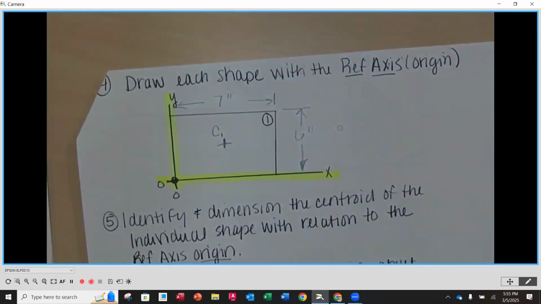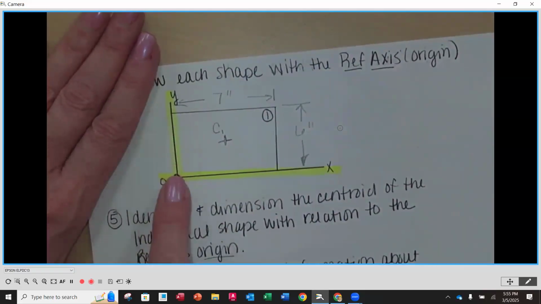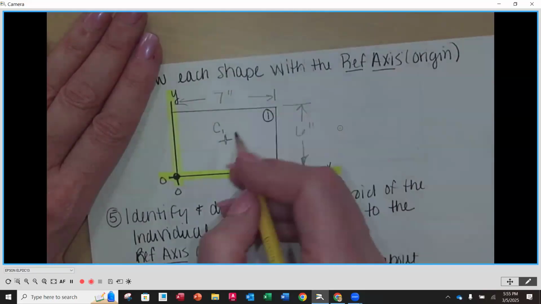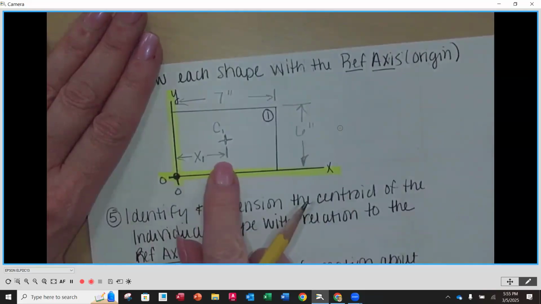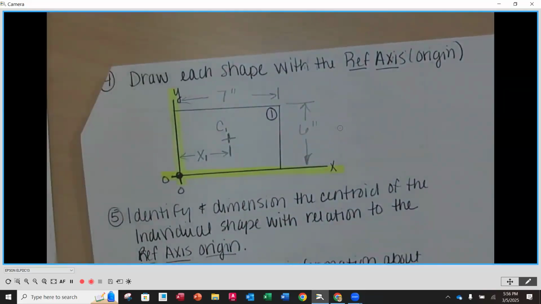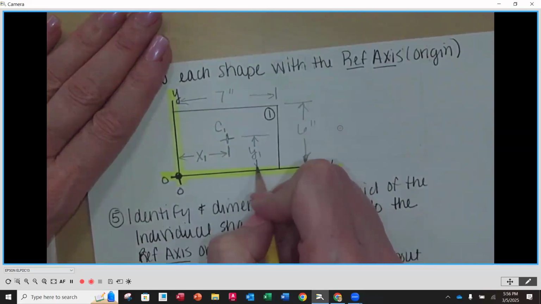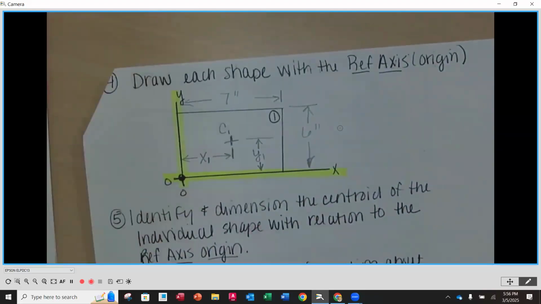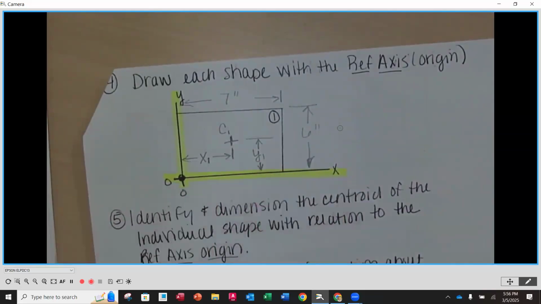So now we want to dimension where the centroid is for this shape from the reference axis. Since our reference axis is running along the left-hand side and the bottom, we want to show our x1 is going to be the horizontal distance. I like to say it's the distance from the y-axis, our x dimension, to the centroid. And then our y1 is going to be the distance from the horizontal axis up to the centroid. Notice that I used the number 1 next to the x and next to the y. This is going to tie it to shape number 1.